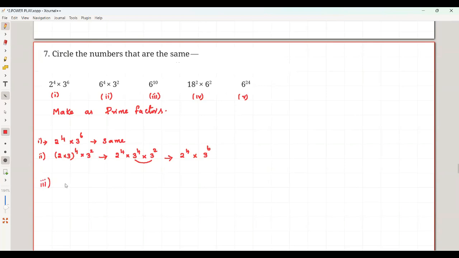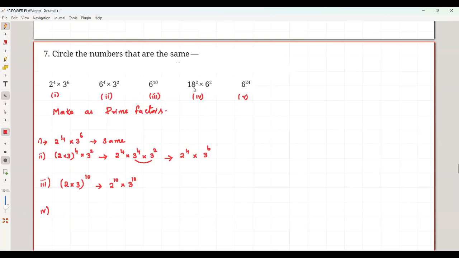Okay, 6 can be written as 2 into 3. The whole power 10 is given. That means 2 power 10 into 3 power 10. Okay, this is not the same as the first one. Okay, now the fourth one.